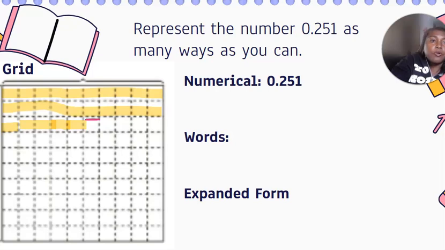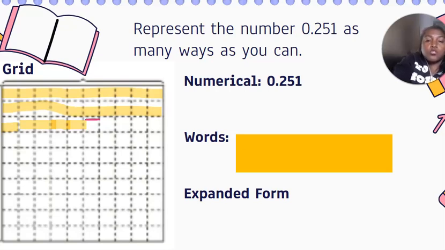This is our numerical. Let's go ahead and type out in words what this actually says. Again, you write it exactly the way that you would see this number right here. And we see it as 251 thousandths, because that ends in the thousandths place. Now here's this would be our expanded form. We're going to go ahead and type that out as well.